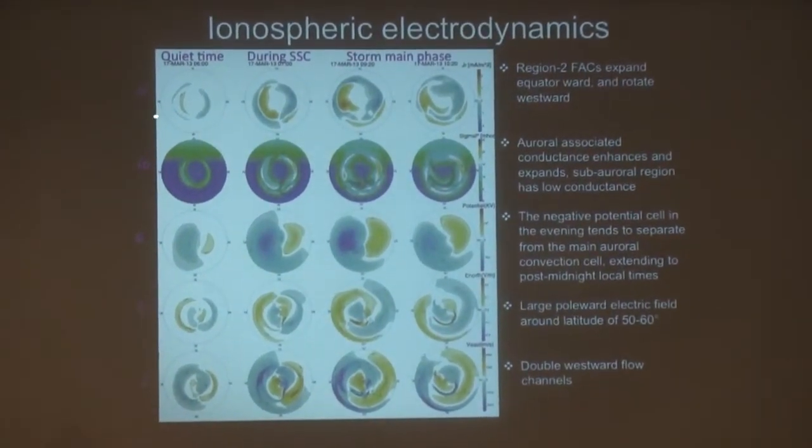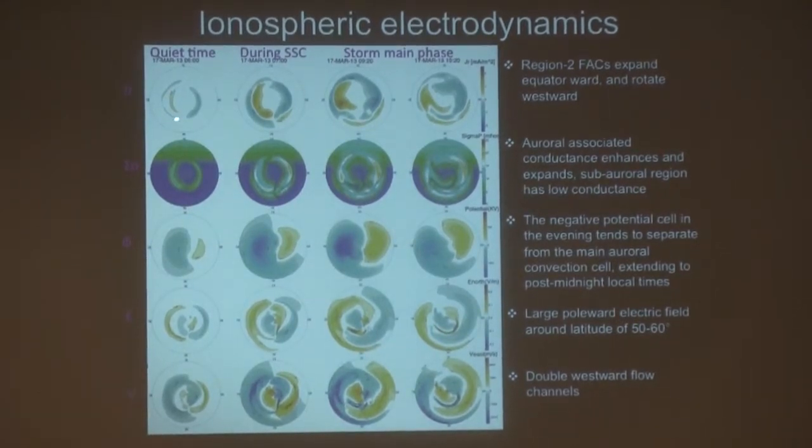You can see from the field-aligned currents that before the storm, you have a typical pattern. During the storm time, they are enhanced, and the field-aligned current also expands to lower latitudes. During the storm main phase, you can see the Region 2 field-aligned current at lower latitude trying to rotate towards the dusk side. It was originally symmetrical around the day-night meridian, but now it rotates to 22 MLT.